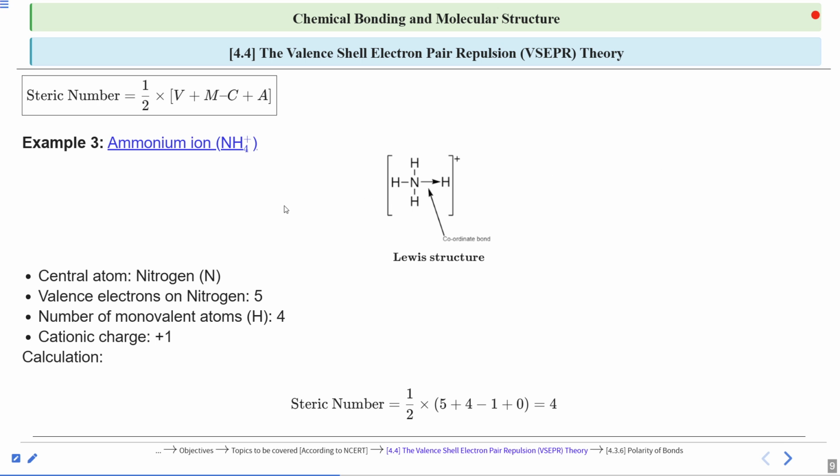Now moving on to the prediction of the shape with the help of this steric number. Now we know how to calculate the steric number. It's very simple. We just have to know the total number of valence electrons around the central atom, the number of monovalent atoms, the cationic charge and the anionic charge, and then we can easily calculate the steric number.